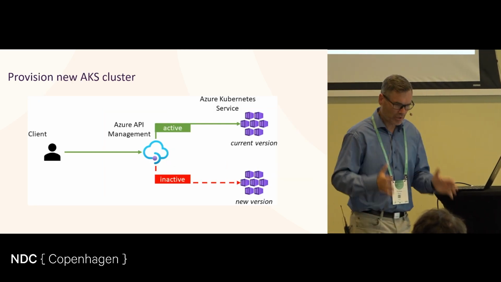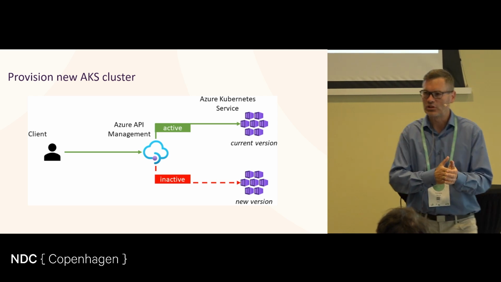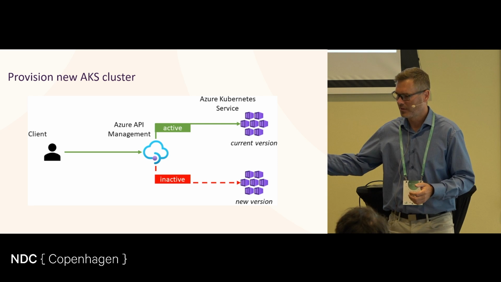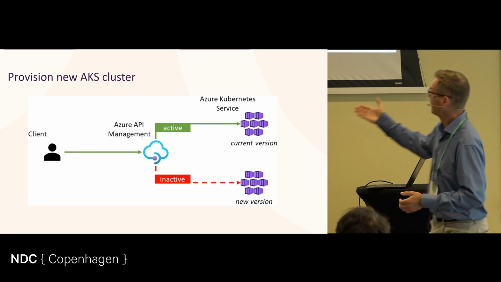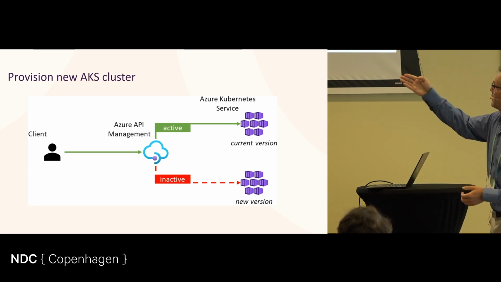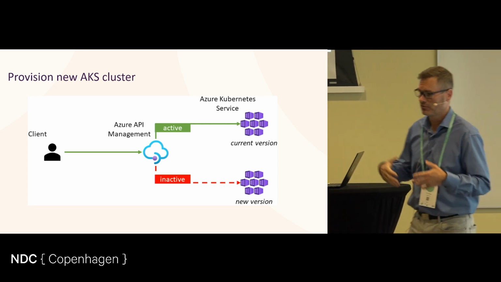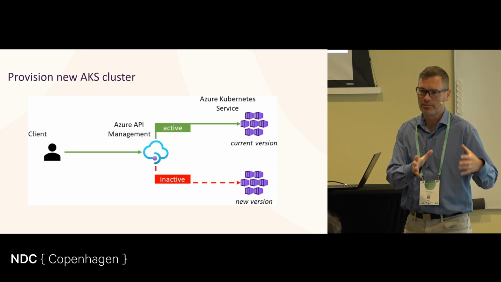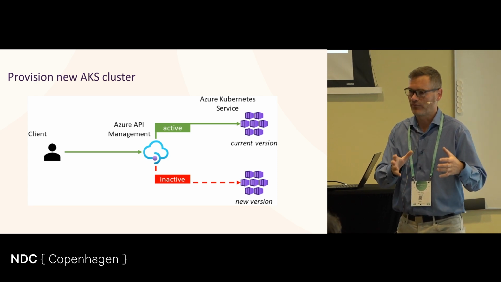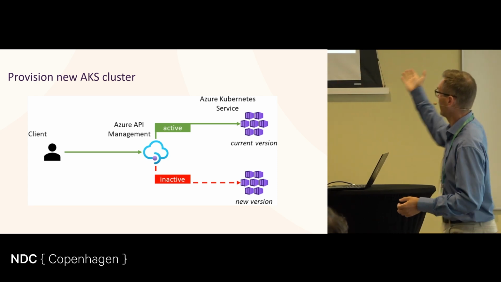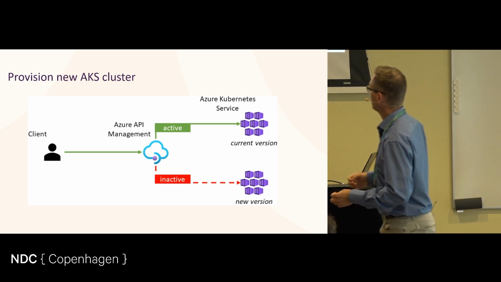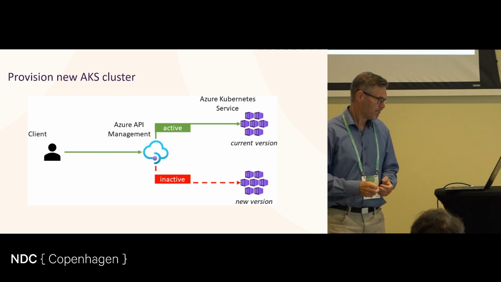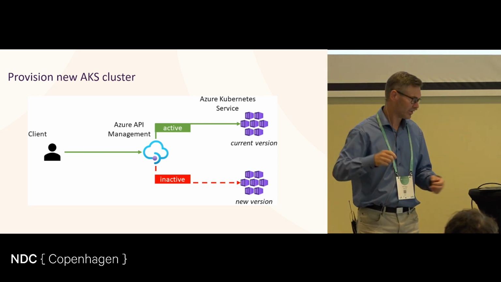And then we thought, okay, what if we just create a new AKS, entirely new? And then we can just switch over to the new one. We have Azure API Management in front, and it's just a named value, just a switch, and then we are there. In theory, that's super easy. And I will show you why it's not so easy.